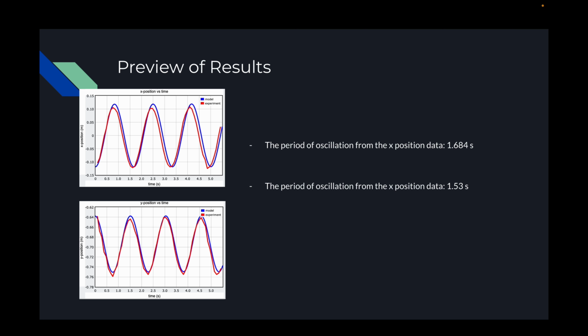Here you can see the preview of the results obtained from the lab. On the top left, we have the x position versus time, and on the bottom left, we have the y position versus time. Additionally, we also determined the periods of oscillation for x and y to be 1.684 and 1.53 seconds respectively.